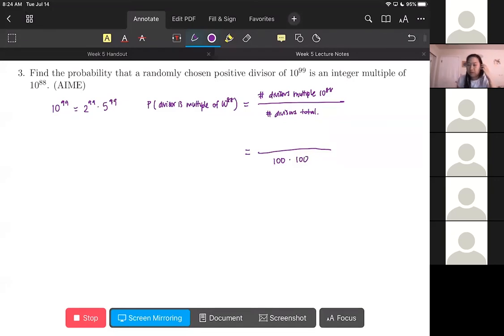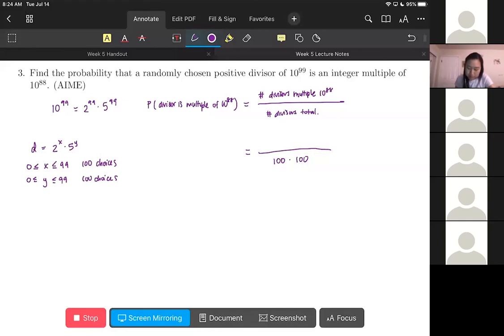Just as a review for people, it's 100 times 100 because you want to add 1 to each of these exponents. You can think of picking a divisor of 10 to the 99 as picking some exponent x for 2 and some exponent y for 5. Then x can be anywhere from 0 to 99, so there are 100 choices for x, and similarly 100 choices for y. To compute the total number of divisors, we multiply those together.